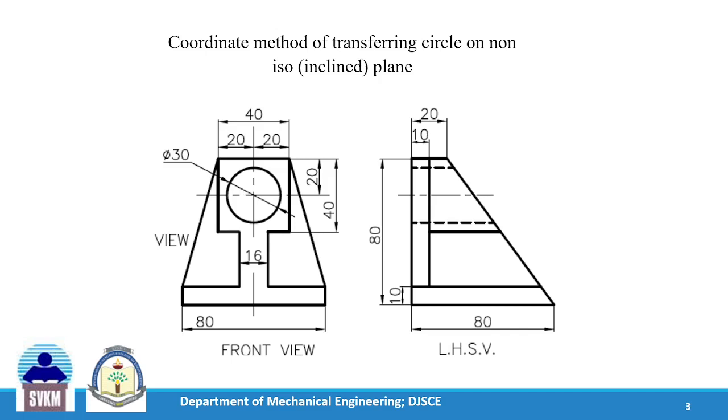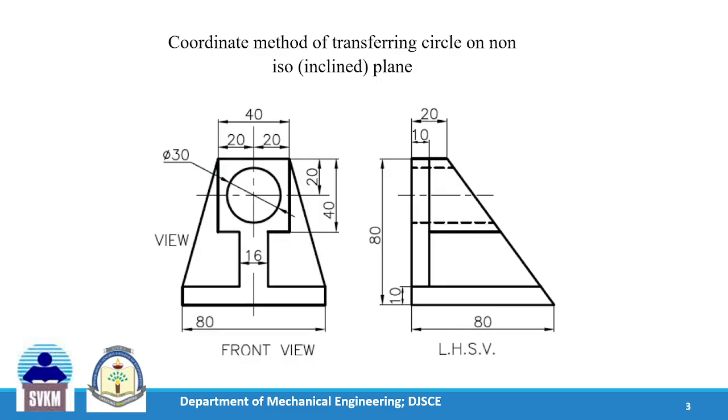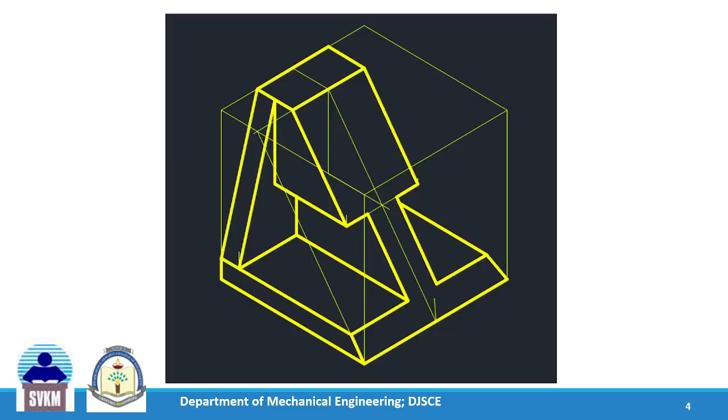I assume that you are aware of this simple construction, so I explain the solution for transferring the circle only. The other part is drawn as per the normal procedure in AutoCAD. If you see the shape, you can draw this except that circle, which is a new thing that we are going to learn in this session. So now we have to transfer the circle on this inclined plane. Let us see the method for that.